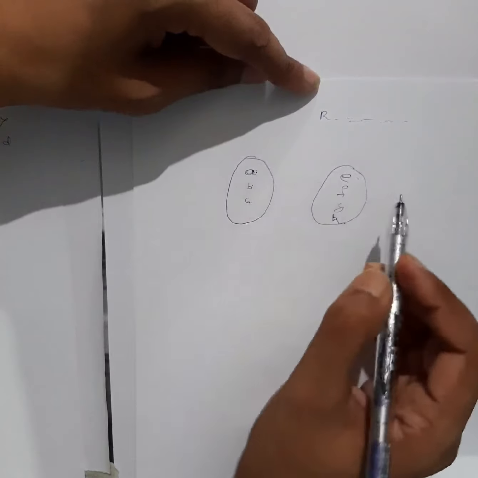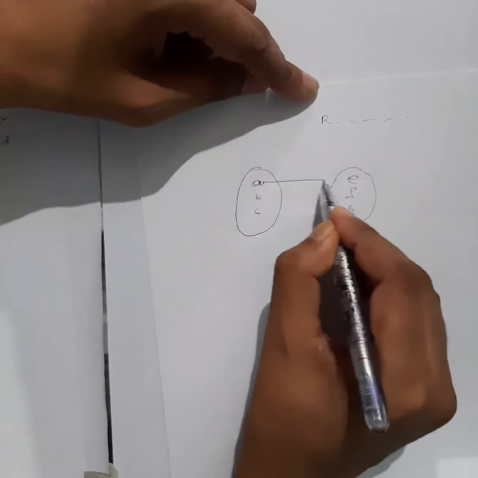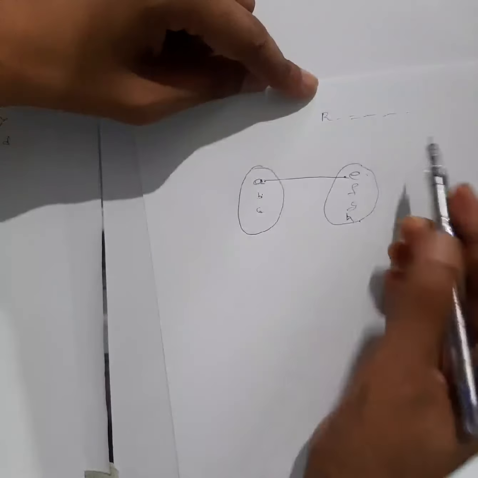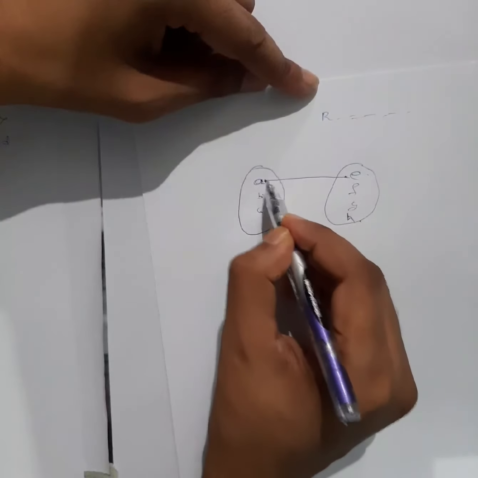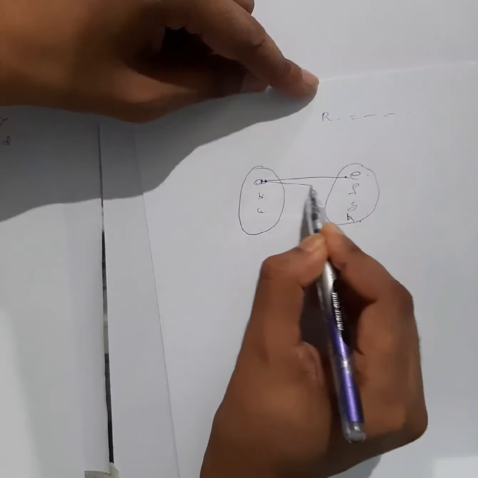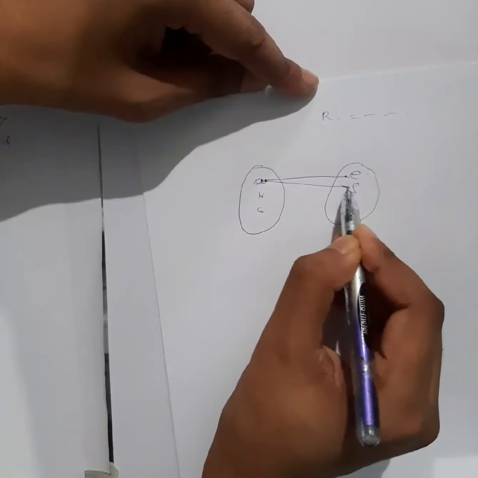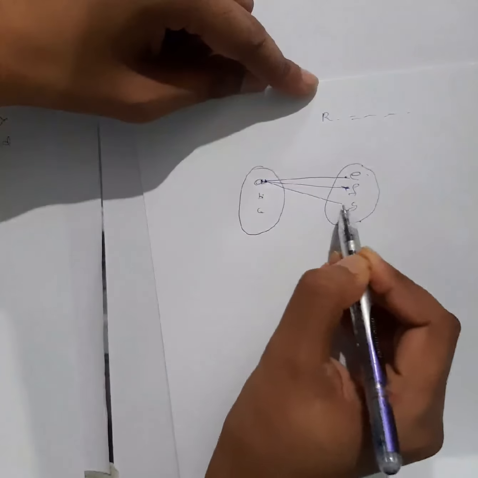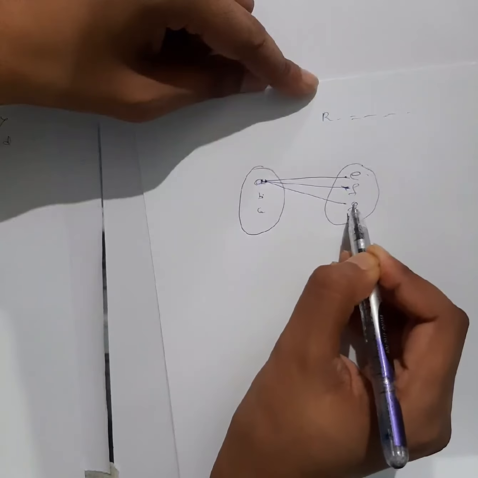So the first element we have checked, suppose, and we have seen that A is related to E, suppose, okay, then it is possible that A can be related to F also, or A might be related to G also.